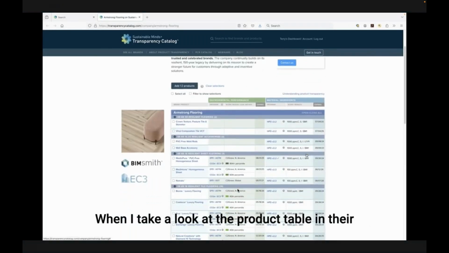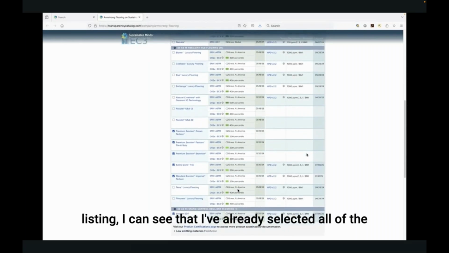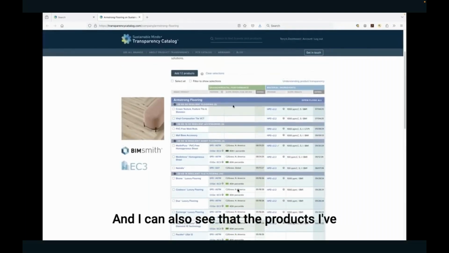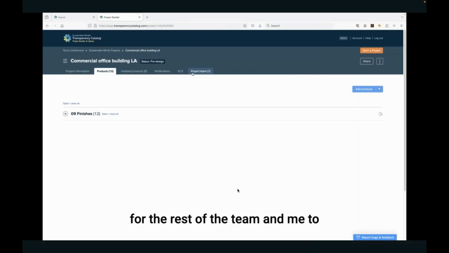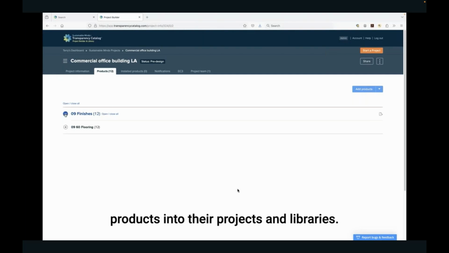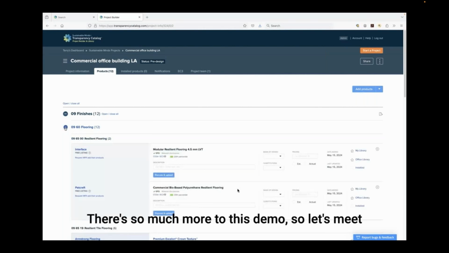When I take a look at the product table in their listing, I can see that I've already selected all of the lowest embodied carbon resilient flooring products. And I can also see that the products I've already selected have stayed with me. And so I'm ready to add all of those products to my project for the rest of the team and me to review and make decisions later. It is literally that easy for project teams to find, select, and get your low carbon products into their projects and libraries. There's so much more to this demo. So let's meet to discuss how we can do this for your products.